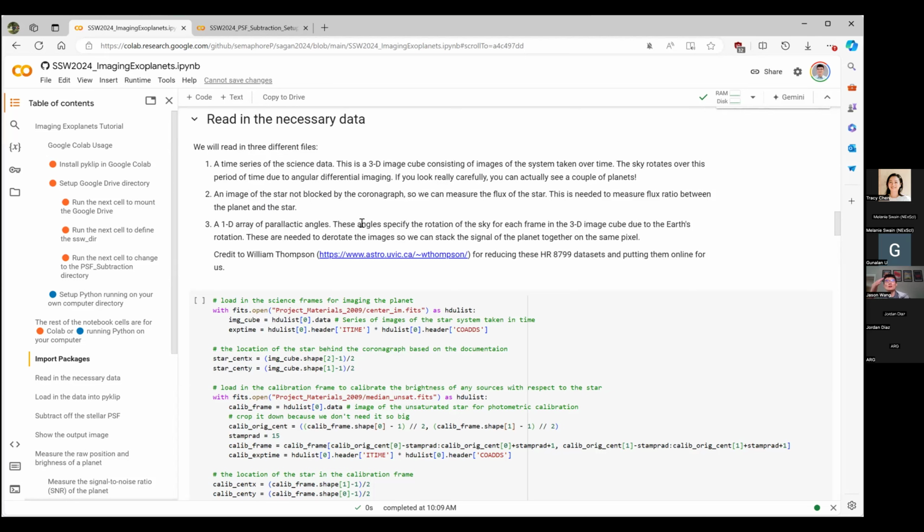These angles specify how the sky is rotating for each of the exposures. So the sky is rotating because these telescopes are on Earth and the Earth rotates. So from our perspective, we see the sky is rotating even though the Earth is the one actually doing the rotation. We actually use this to help us disentangle the glare of the star from various planets in our data. Again, this will be discussed more on Tuesday in the morning leading up to the hands-on session. But we'll be reading in all three of these various files.